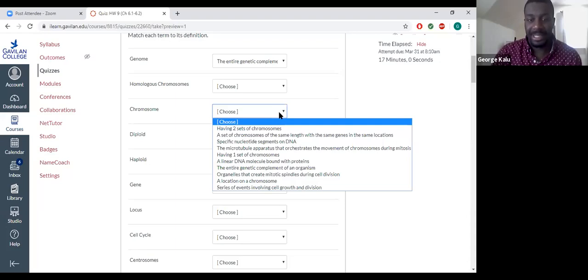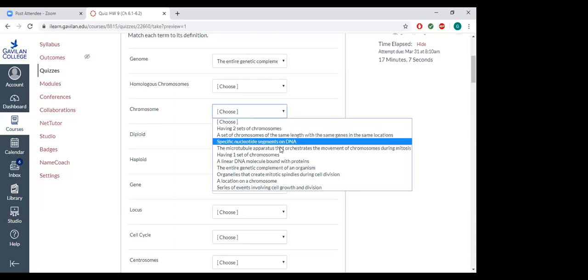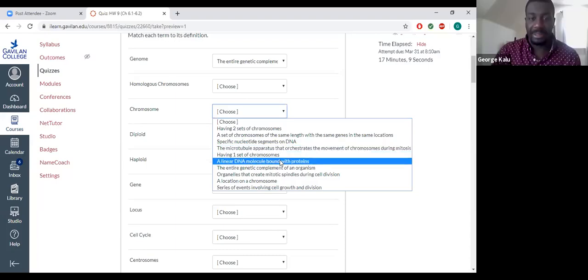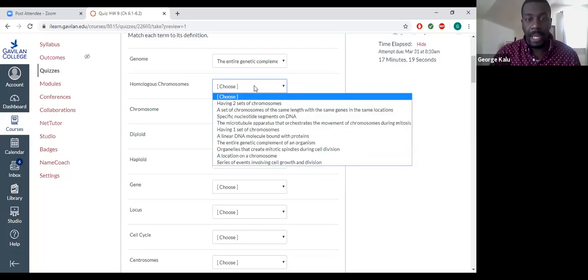Anybody got this one? So it's not a specific nucleotide. A linear DNA molecule, yeah. Right. It's a linear DNA molecule, right? So that DNA molecule is going to be bound to different proteins in order to help keep it compact. Perfect. Okay, what about homologous chromosomes?